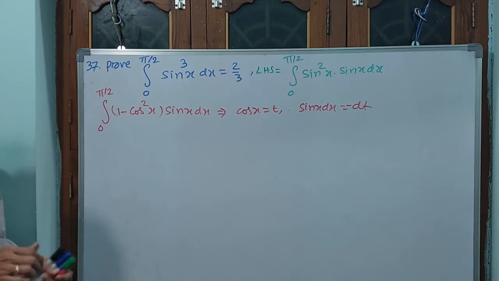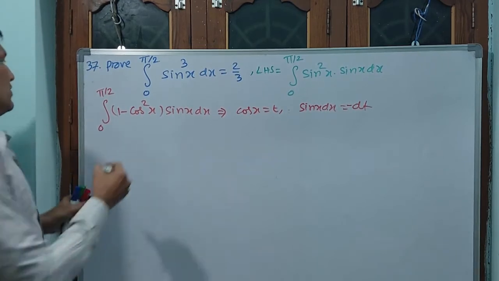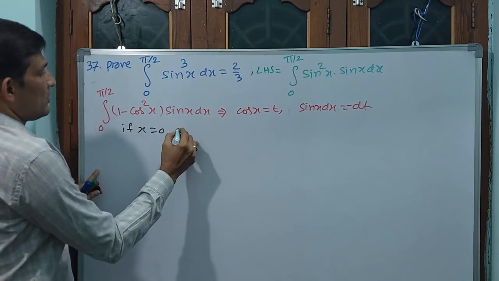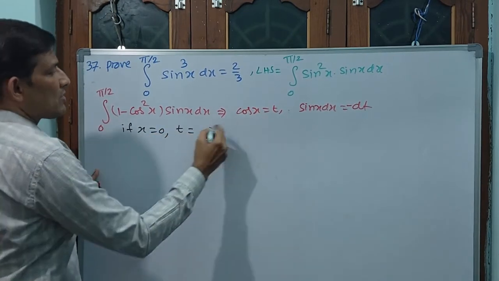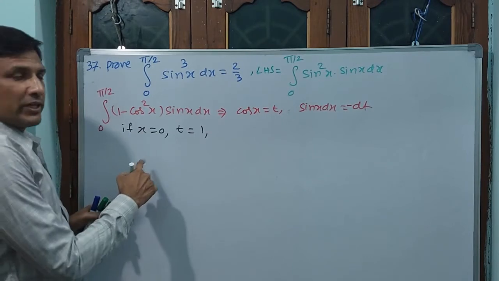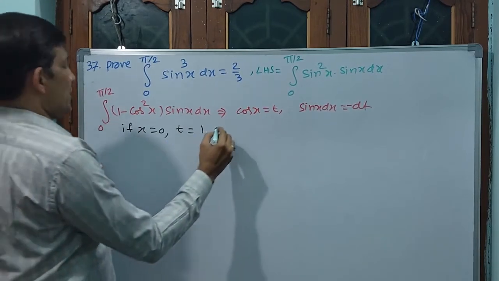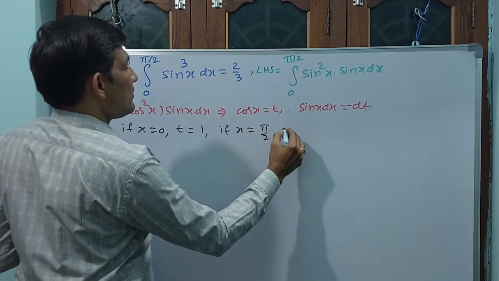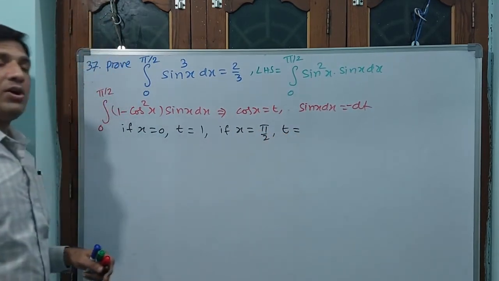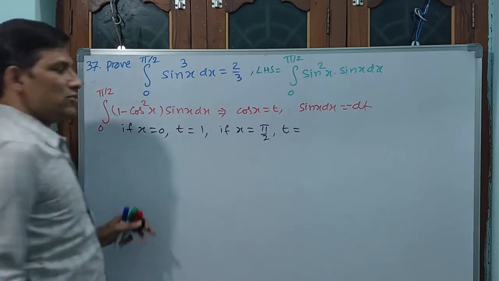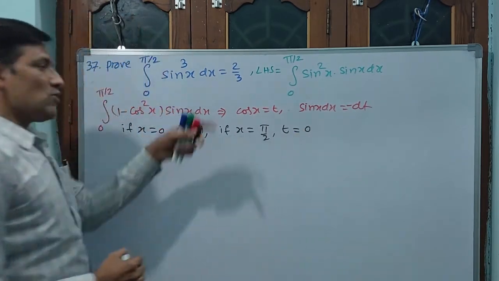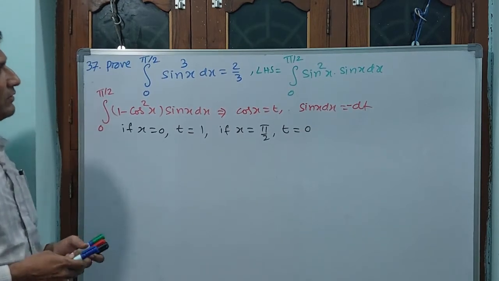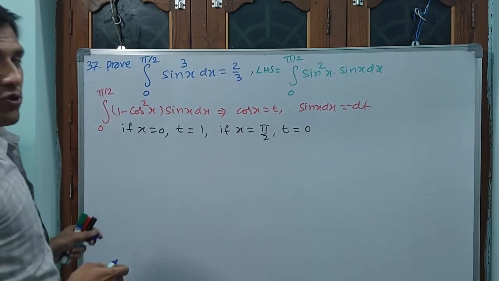Limits also have to change. Let us go for limits also. See, if x is equal to 0, t is equal to cos 0, which is 1. If x is equal to pi by 2, t is equal to cos pi by 2. Cos pi by 2 is 0. That means 1 to 0 it is going. Limit 1 to 0, reversing. Actually 0 to 1 it has to go.